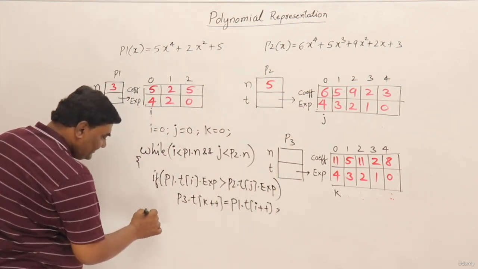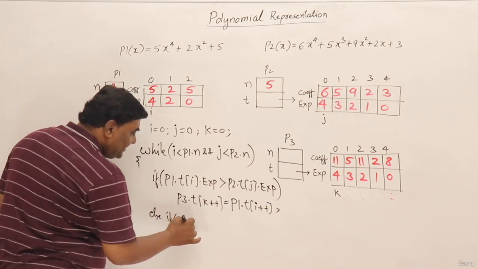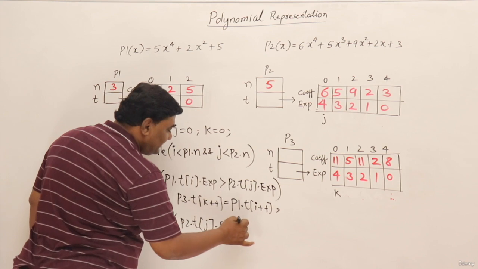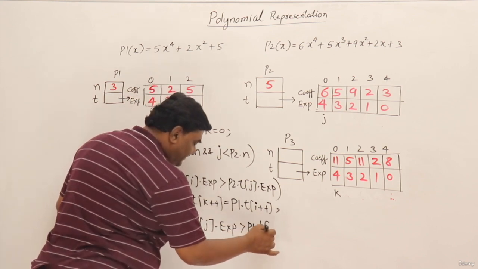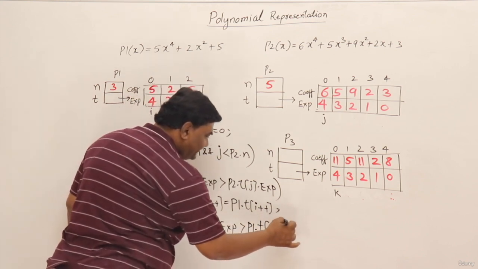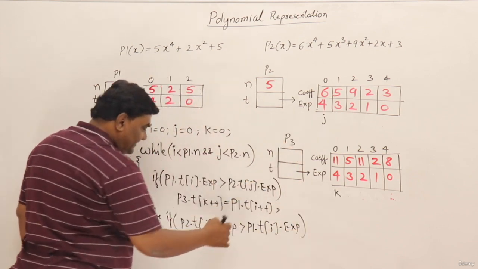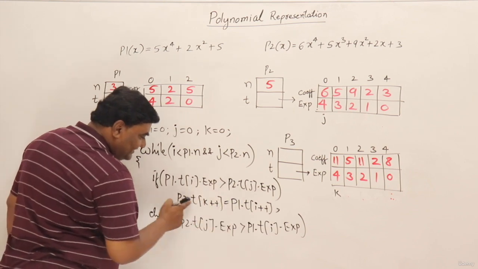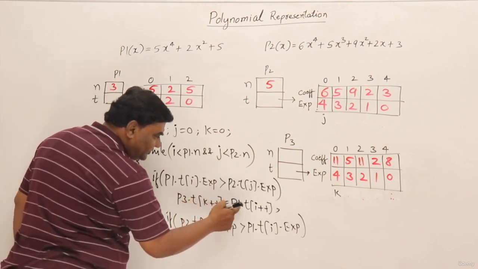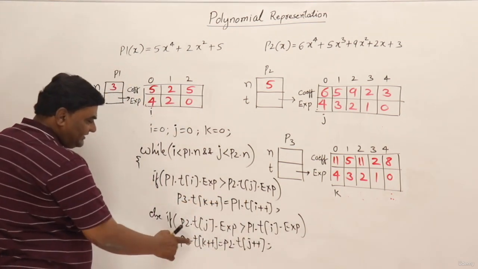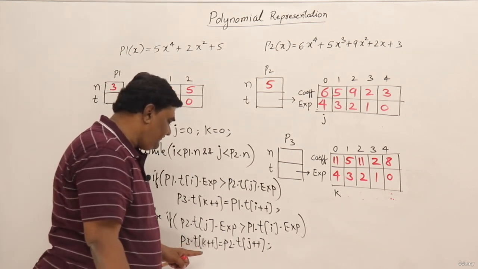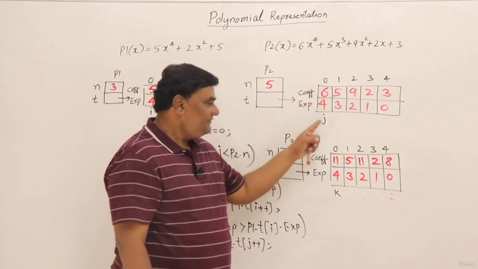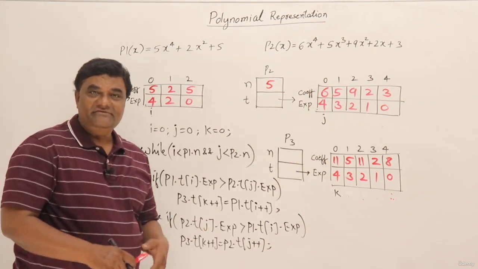So I should write the condition here: else if P2 dot T of j's exponent is greater than P1's T of i dot exponent, if that one is greater, then copy this term in this one. Just the same statement, instead of P1 I should say P2 and j plus plus. So here I have written, that is, in P3 of T of k plus plus, copy P2 dot T of j plus plus. So this term will be copied here. The last thing, final else.